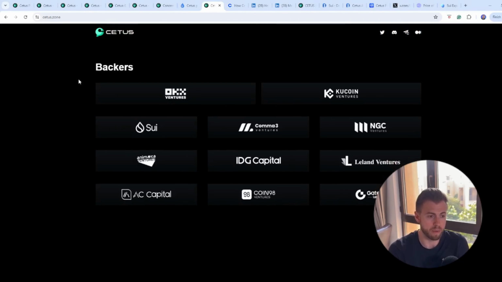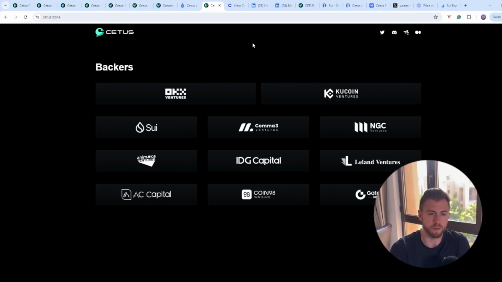And in terms of some of the backers that we have behind the Cetus protocol, there are some pretty big names. We've got OKX Ventures, KuCoin Ventures, Animoca Ventures, Coin98 Ventures, Gate.io Labs. So there are some big VC backers behind the Cetus Protocol.